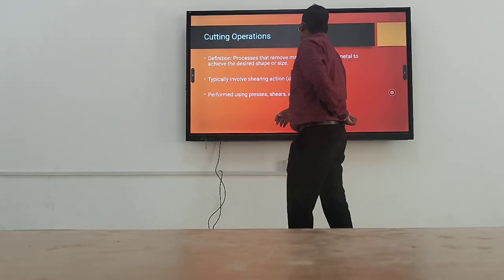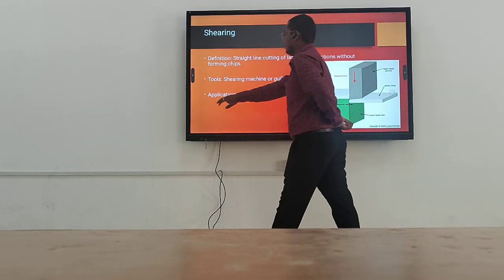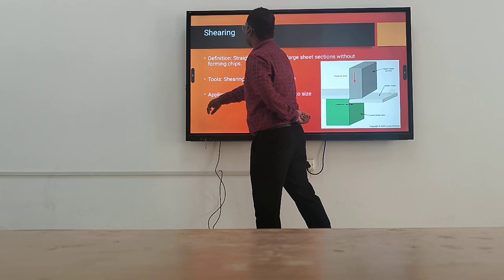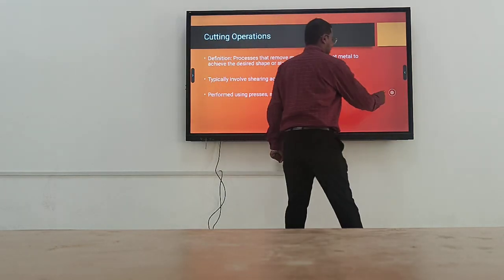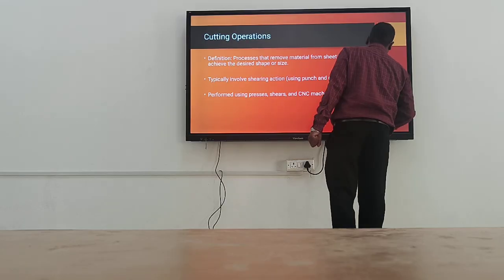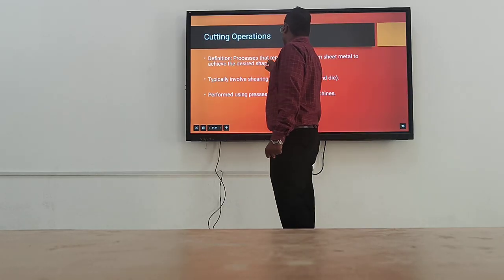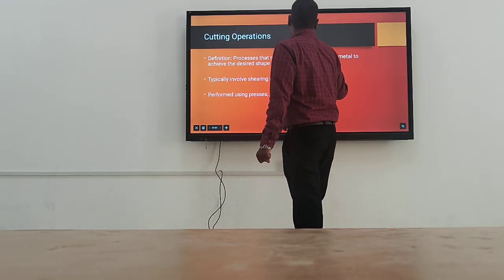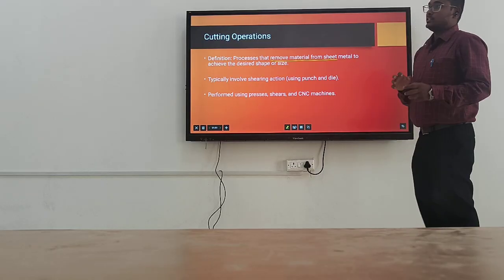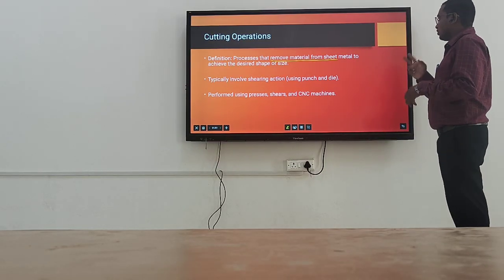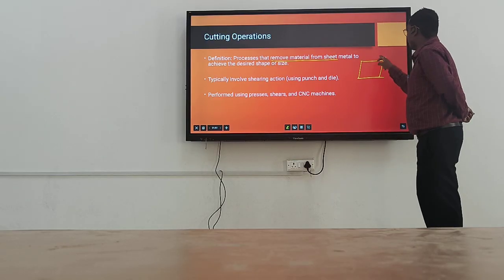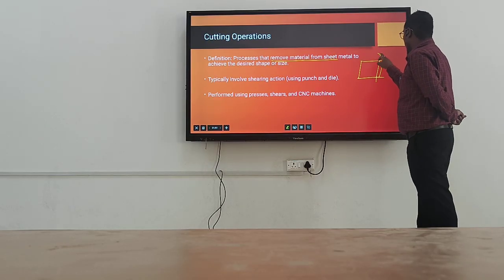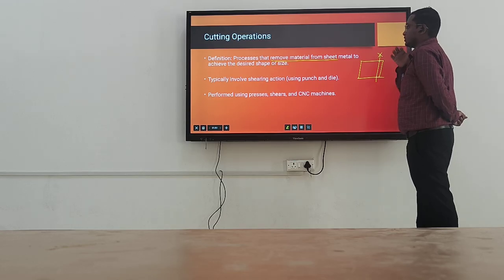Then cutting operation. In cutting operation, we cut the material. We cut and remove the material from the sheet, in the rejected shape. If we cut this portion, it is called the cutting operation.